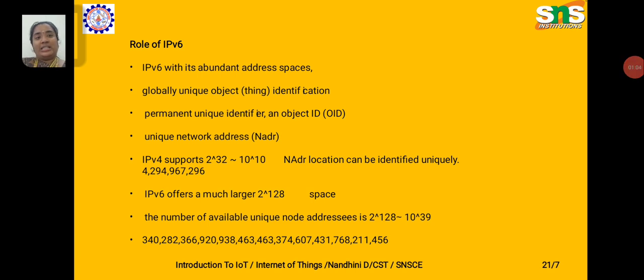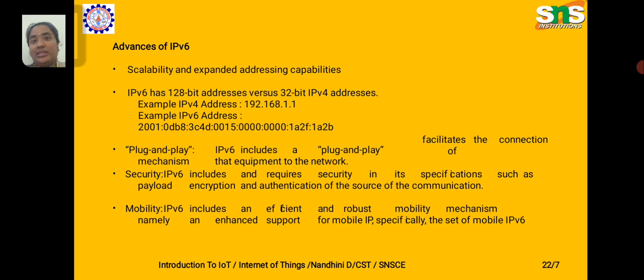Node address location can be identifiably unique, and IPv6 offers a much larger 2 power 128 space, the number of available unique node addresses, about 10 power 39. An advantage of IPv6 is scalability and expanded address capabilities. IPv6 has 128-bit addresses versus 32-bit IPv4 addresses. Example, IPv4 address 192.168.1.1. IPv6 addresses consist of a larger amount of zeros, ones, letters, alphabets, etc.